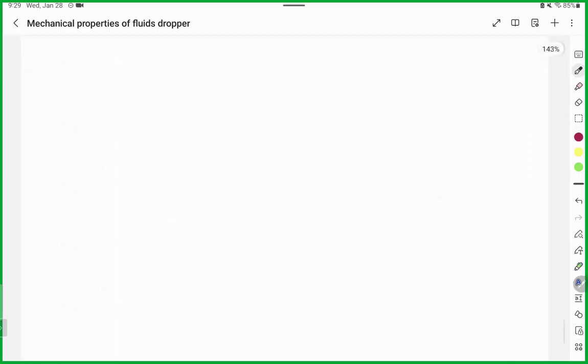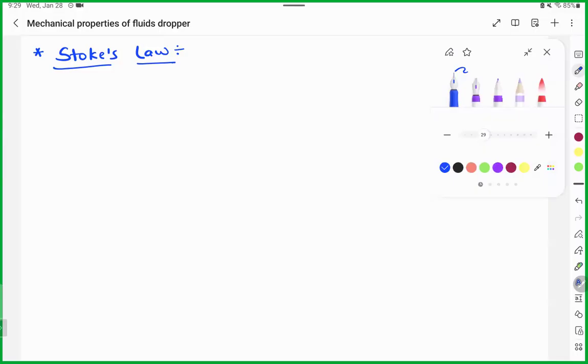So next is Stokes law. Stokes law is easy and NEET asks two to three questions from it. Yes, Pratigya? Sir, I have some work at the bank, so I will go. Okay, sure.